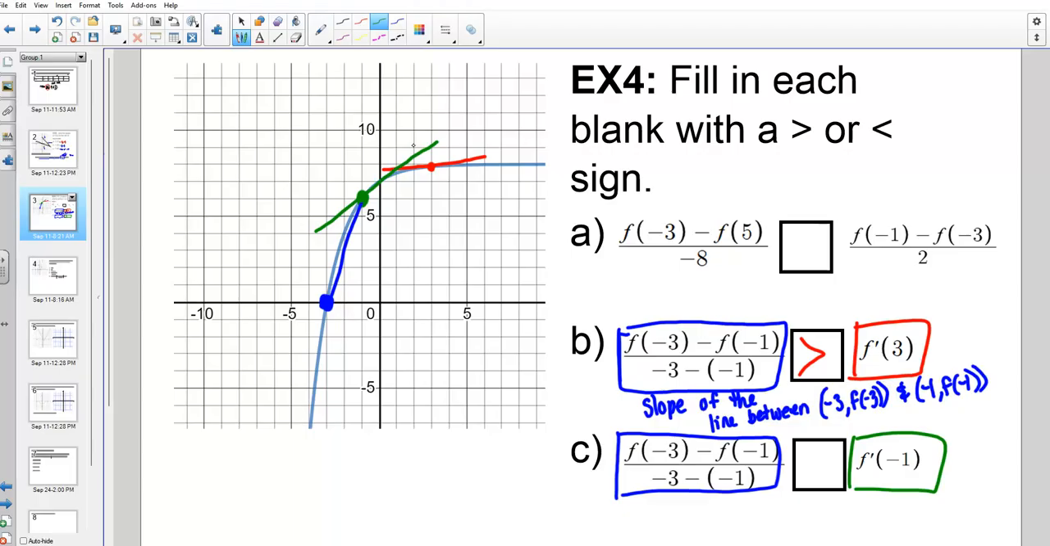Which one is steeper there, the blue line or the green line? Which one? Still the blue one, right? The blue one's still steeper. So you would get a greater than sign here.